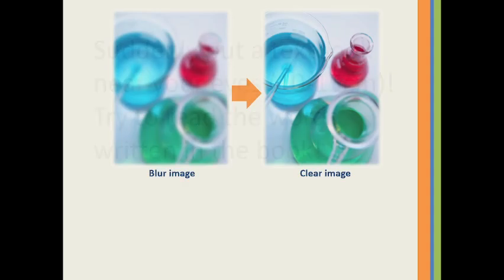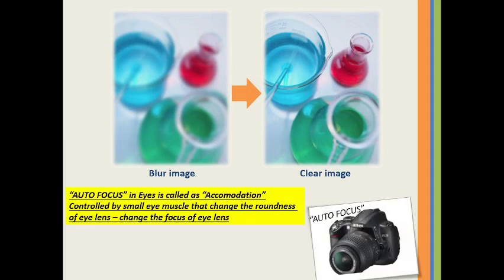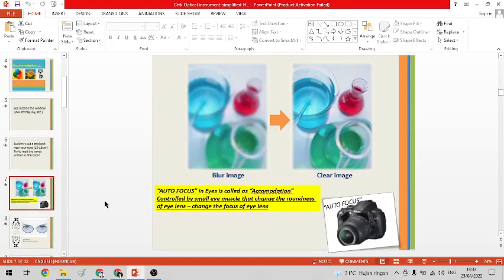That's the ability of the eyes to change the focus, or in a camera it's called autofocus, the one when you press the shutter halfway before you capture the image. It's autofocus, it makes the image clear. In eyes it's called accommodation, and this is controlled by a small eye muscle that changes the roundness of the eye lens. Okay, I will explain this. It will change the focus of the eyes.